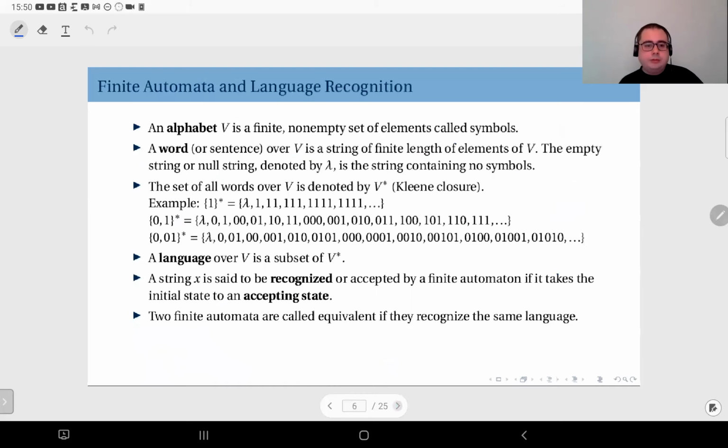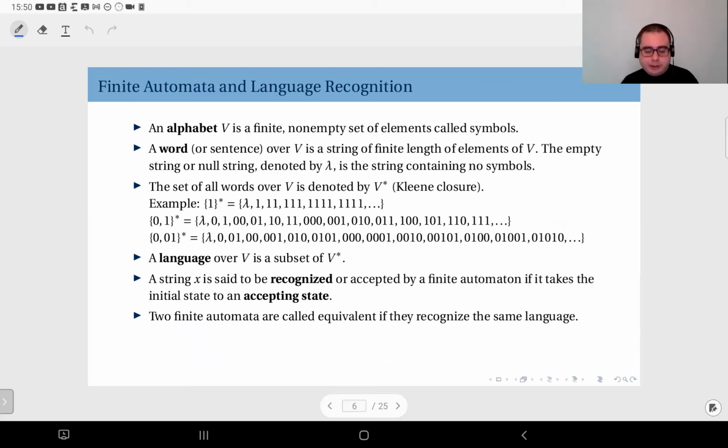So language recognition is quite important in the context of classification of formal languages. And we have to make a few definitions here to formalize this process. We call a non-empty and finite set of elements called symbols an alphabet. It's simply a set consisting of some symbols. Essentially, it needs to be non-empty, so you need to have at least one symbol.